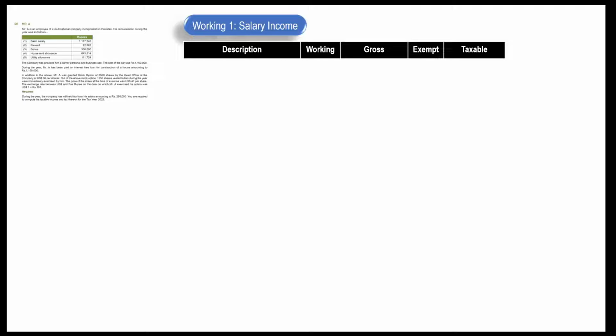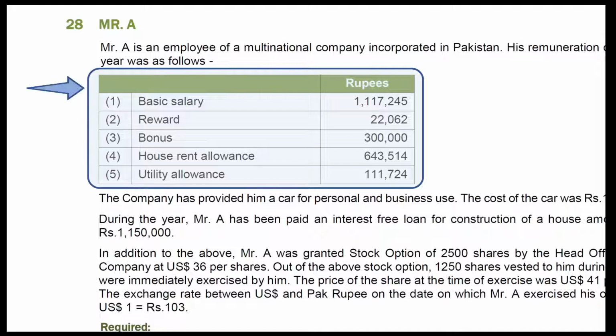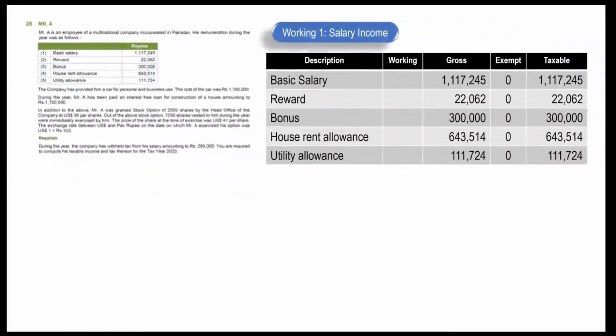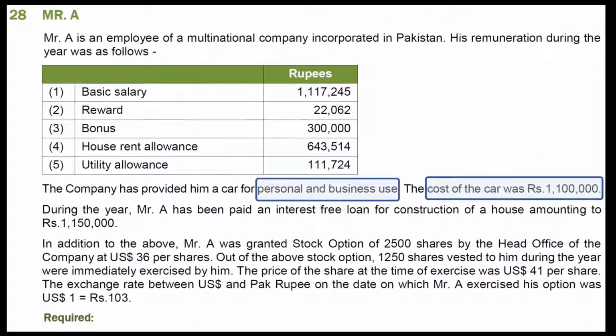Let's read the table which contain information about some of the salary components. Nothing listed here is exempt from tax, therefore all these items will be taxable. Mention this information in your working. The question tells us more about perquisites. Company maintained car has been provided for personal and business use. And cost of car is Rs 1.1 million.